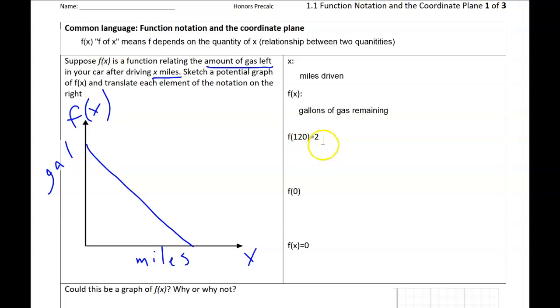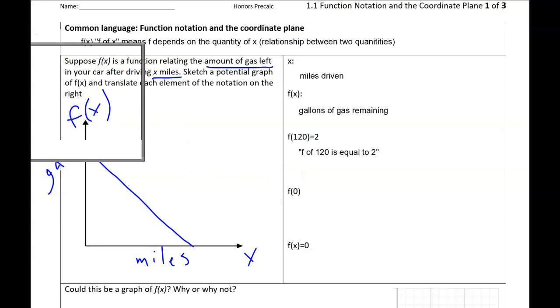Now, though, we have statements. So the way we read this is f of 120 is equal to 2. Again, you can read that out loud if you're in a place where it wouldn't be weird to do so. And this is a more interesting question than just what is x, what is f of x. This is a whole statement that we have to translate.